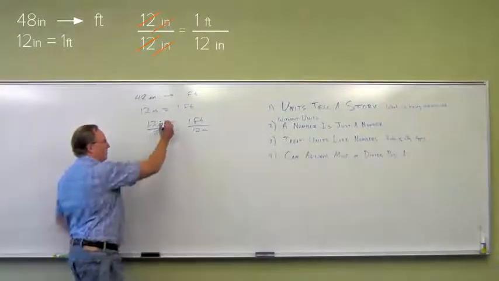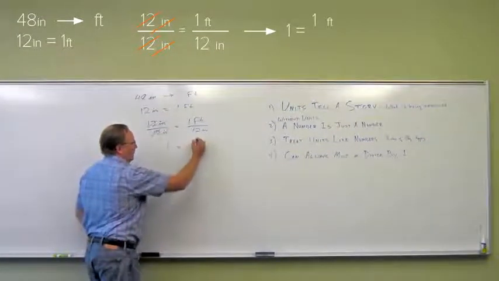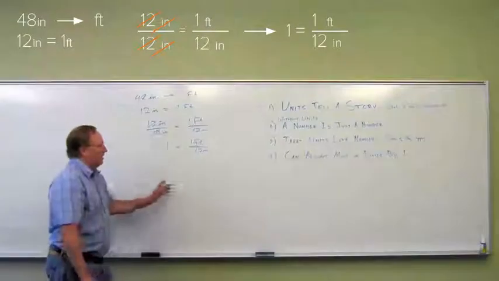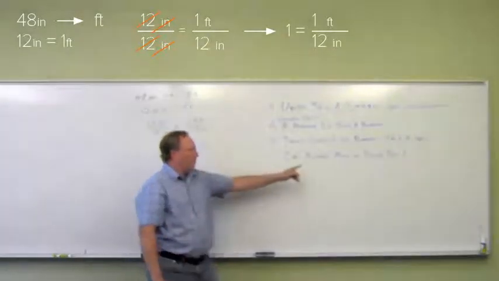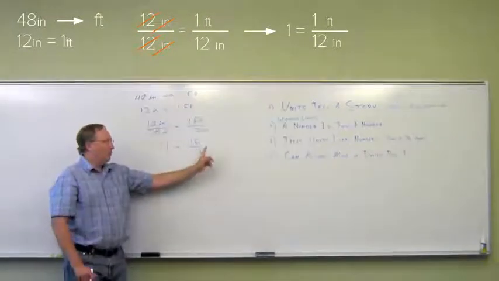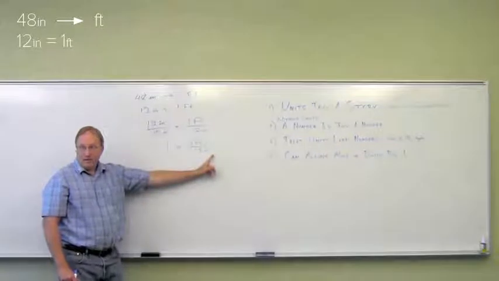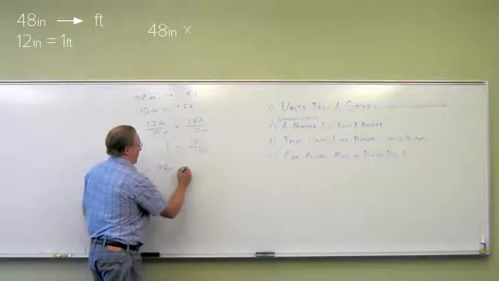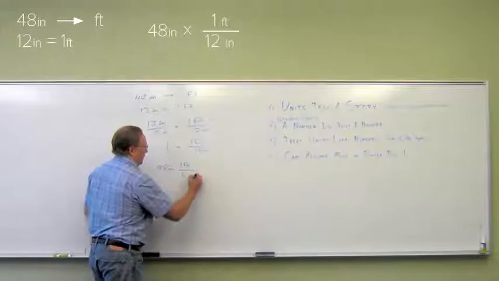Inches over inches, that's equal to 1 too. So what do I have? I have 1 equals 1 foot divided by 12 inches. So I have this tool. I can always multiply or divide by 1. That's what I said. That means I can always multiply or divide by 1 foot over 12 inches whenever I want. So let's do that. So now I've got 48 inches times 1 foot over 12 inches.